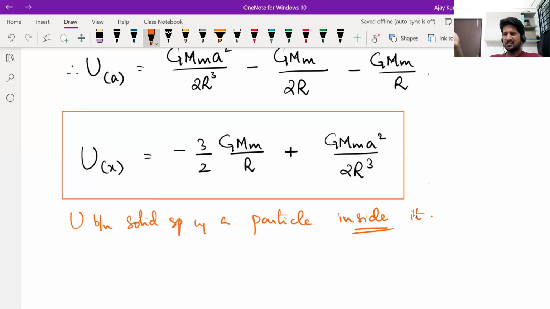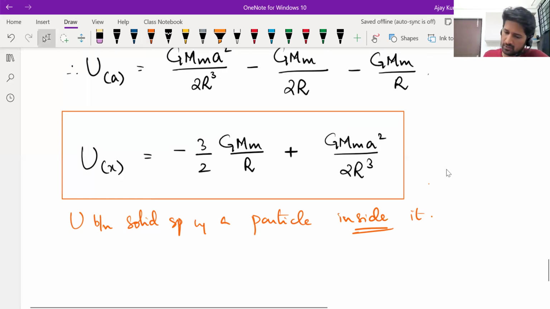If the particle is outside, you will use the point mass formula itself. You don't need this expression at all. If the particle is inside, you will need this. Okay, and we took the distance as x, no? So I'm not writing a square, I'm writing it as x square.